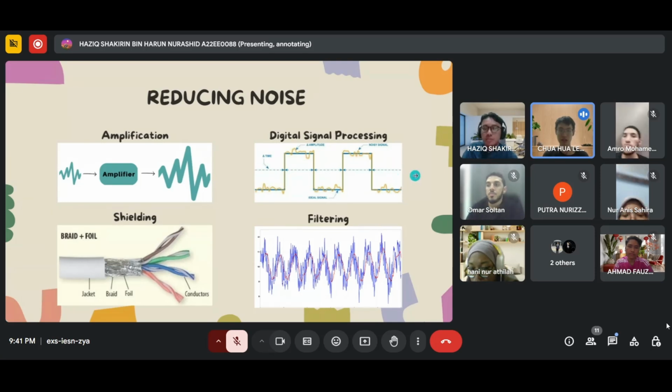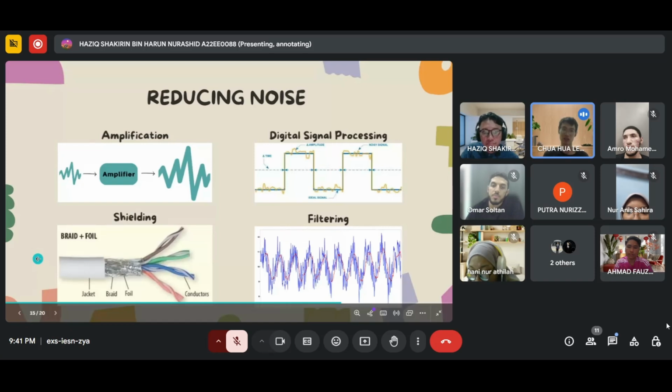system. Next, one of the most common ways to reduce noise is by shielding the cable itself. With a braid and foil, you're able to isolate the conductors inside a wire from the external environment.